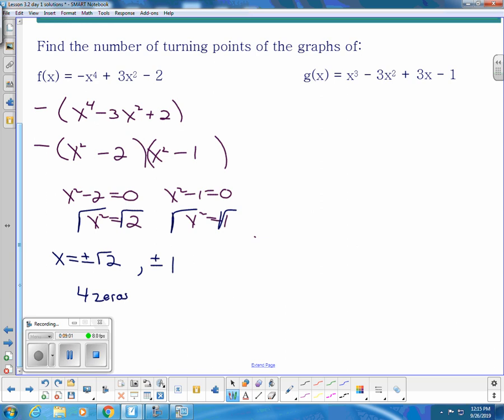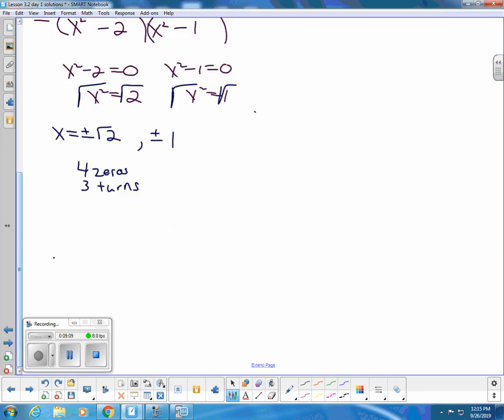How many turning points would I have? 3 turns. So if you think about this, let's put our zeros here. Negative square root of 2, negative 1, 1, square root of 2.